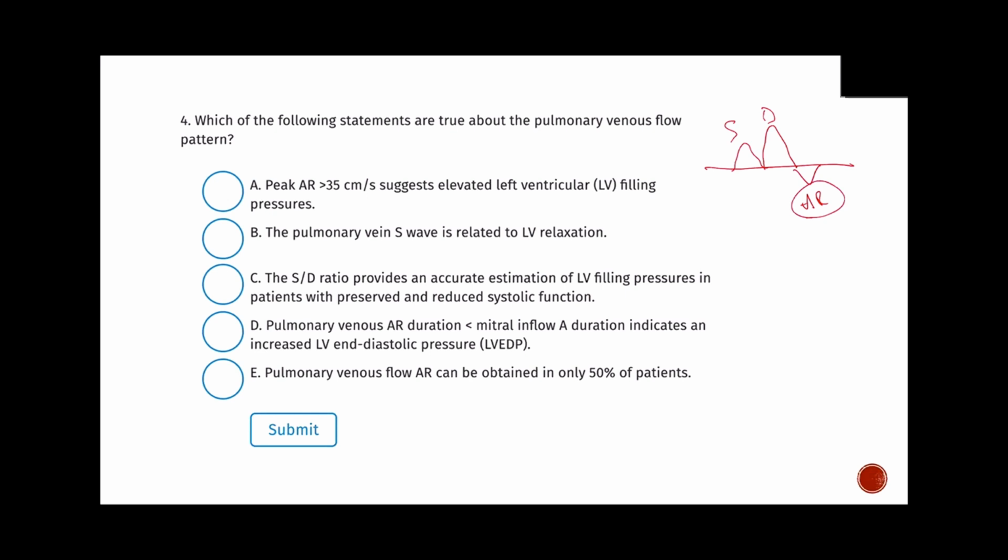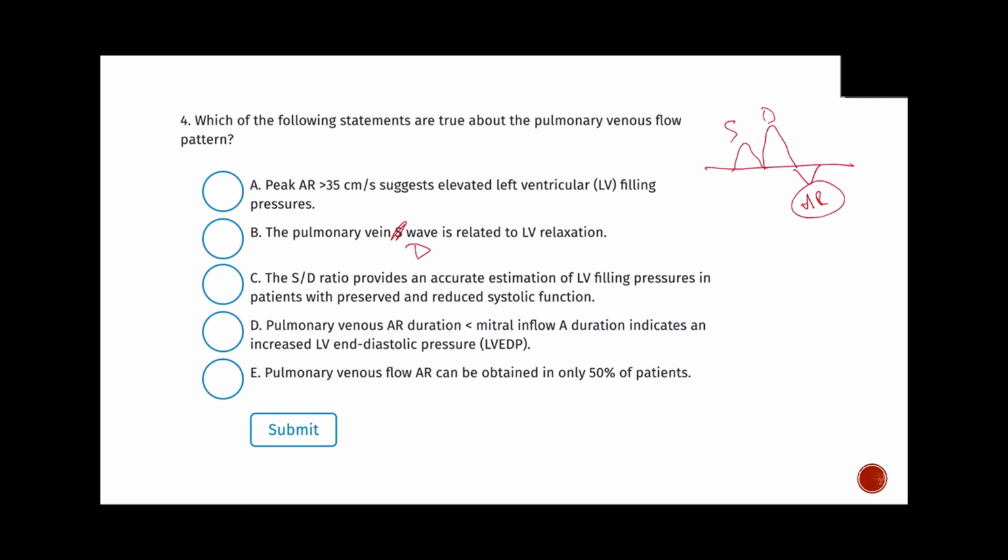So pulmonary S wave is related to relaxation. Yes or no? No. Why is that? Which wave is related to relaxation? To healthy relaxation. Good. The D wave is the correct answer here. The S to D ratio provides an accurate estimation of LV filling pressures in patients with preserved and reduced systolic function.